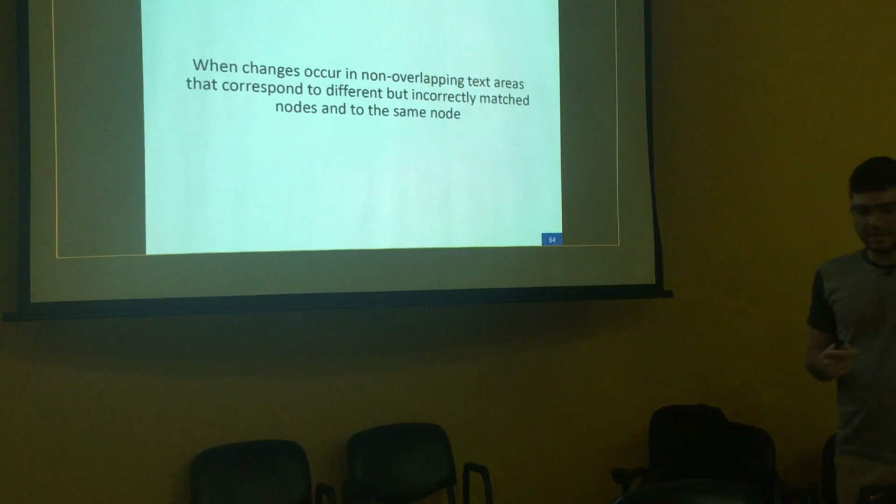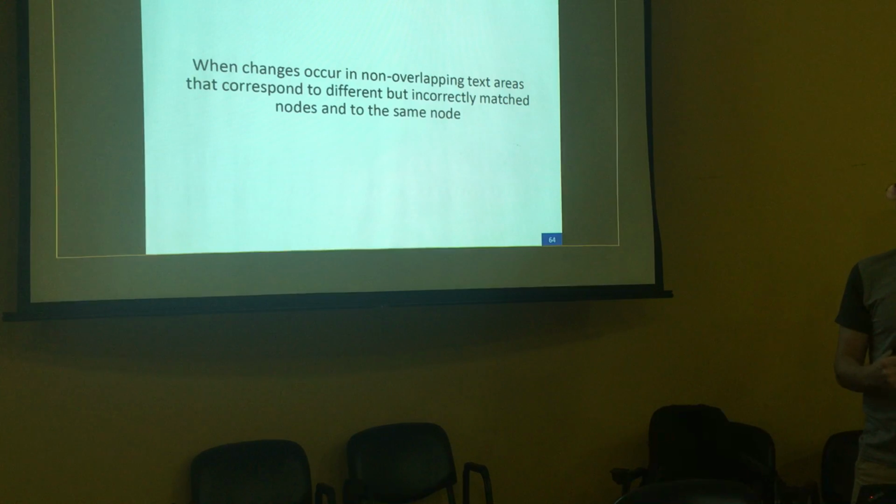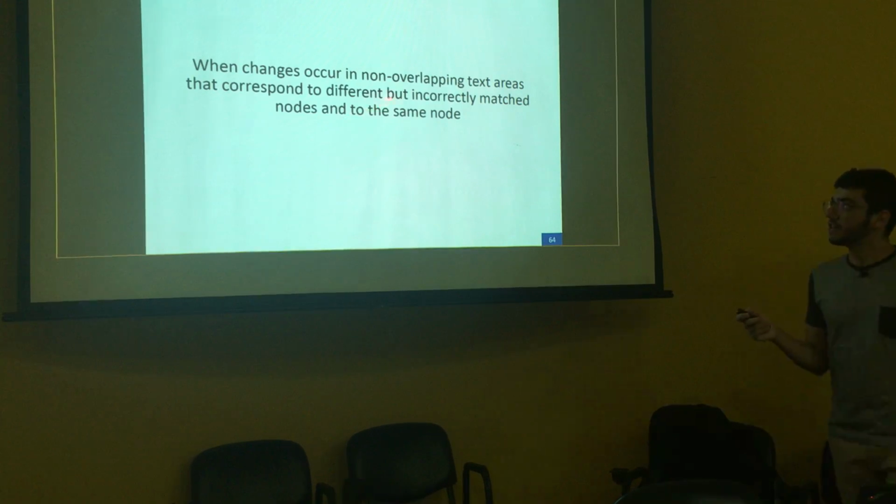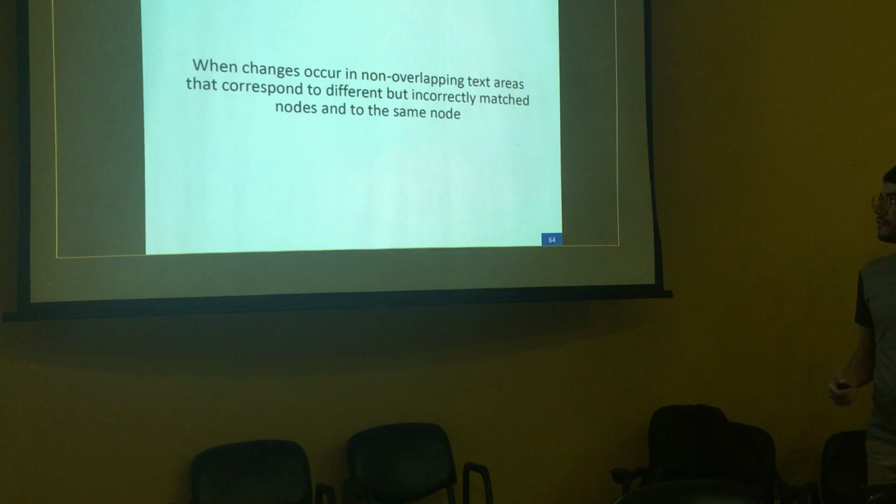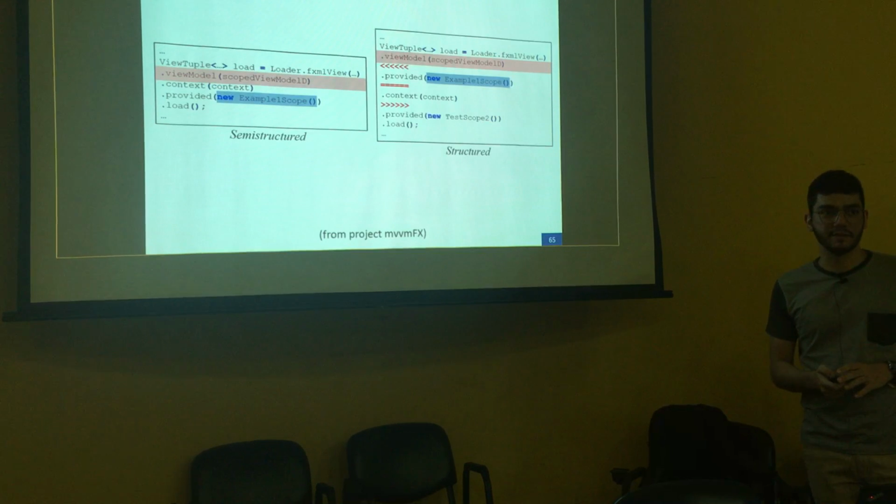Now, structured merge reports a conflict and semi-structured merge does not report when changes occur in non-overlapping text areas that correspond to different but incorrectly matched nodes and to the same node. Let me show another example.